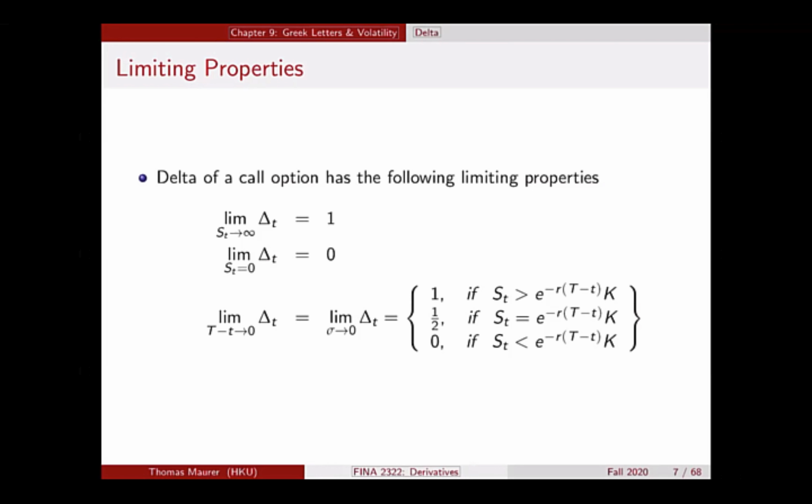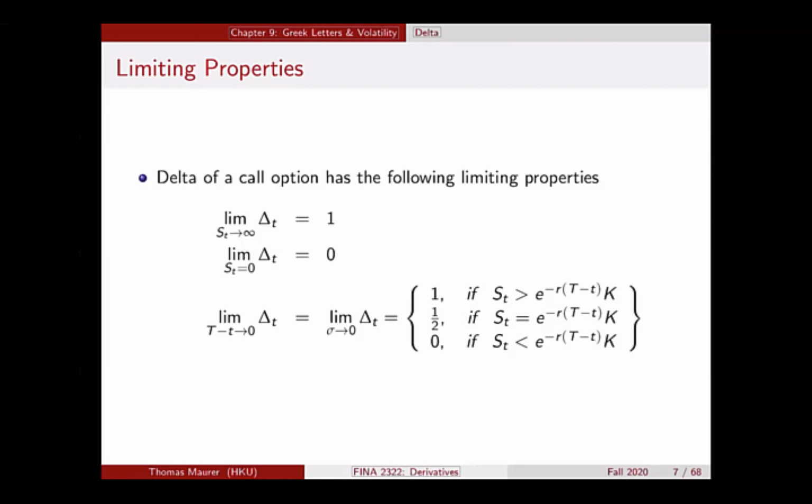What if you get very close to maturity, or what if there is basically no more volatility in that underlying asset? Well, then if the price of the underlying asset is larger than the discounted strike price, you know for sure you're going to end up in the money. And so now we know that we need exactly 1 unit of the underlying asset to replicate that call option.